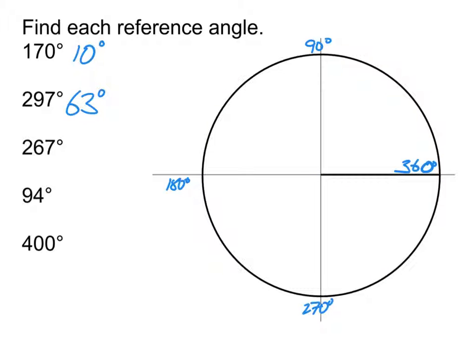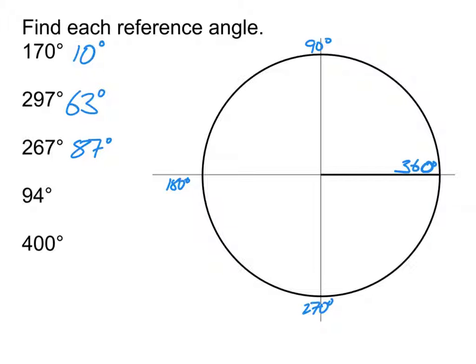All right, so for 267, first of all, you got to figure out what quadrant it's in. In this case, it's in the third quadrant, although just barely. It's actually really, really close to 270. But since it is in the third quadrant, that means the closest horizontal is 180. So we're going to do 267 minus 180. You should get an answer here of 87 degrees.